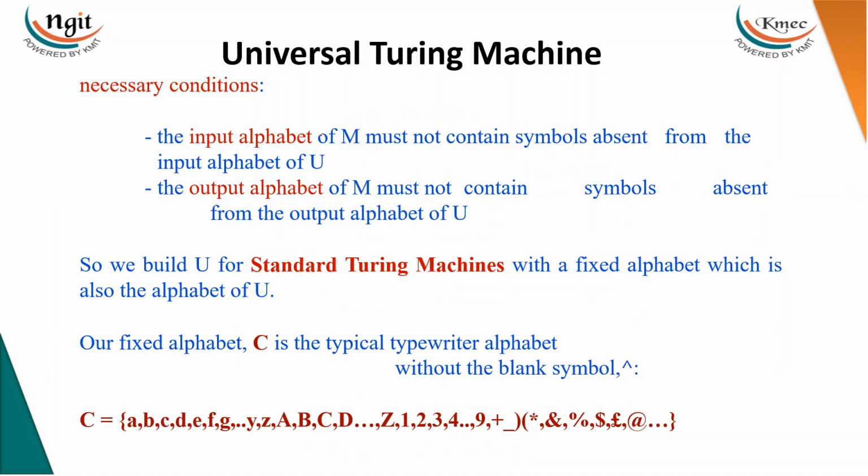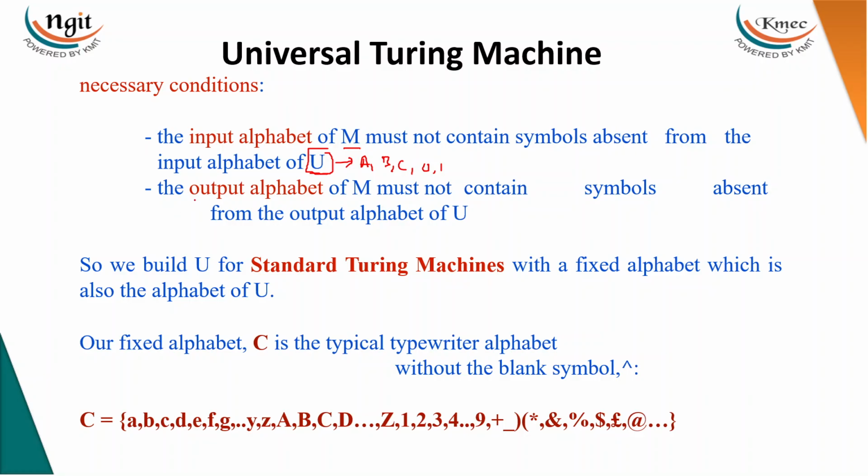And what are the necessary conditions for constructing the universal Turing machine? The input alphabet of the standard Turing machine must not contain symbols absent from the input alphabet of the universal Turing machine. Here U is universal, meaning whatever alphabet is defined by the universal Turing machine. For example, if it is A, B, C or 0, 1. So if your Turing machine contains symbols other than these, you cannot give it. You have to change the symbols.